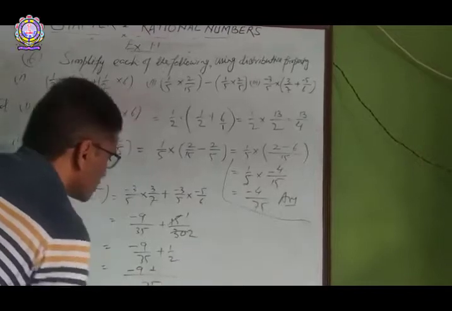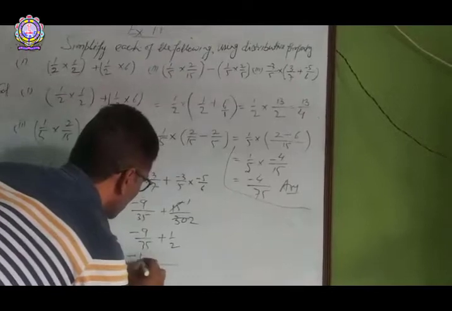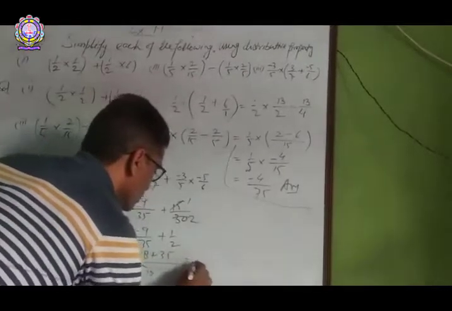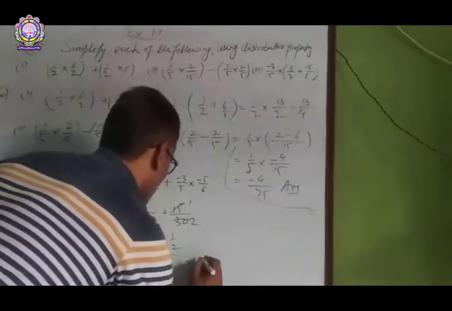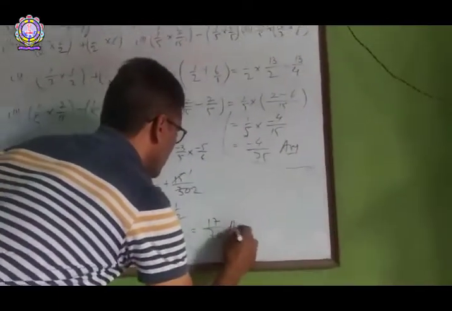minus 9 plus, the LCM will be 70, minus 18 plus 35. This will be equal to 17 upon 70 is the answer. Now, this type of expression you can solve by using the distributive property. After this, we will discuss question number 7.